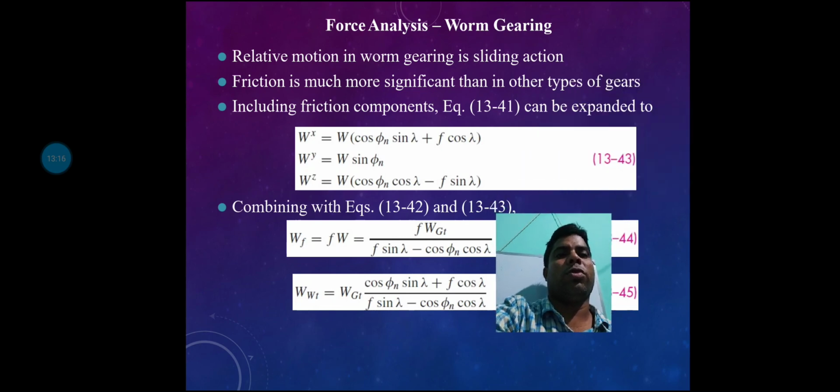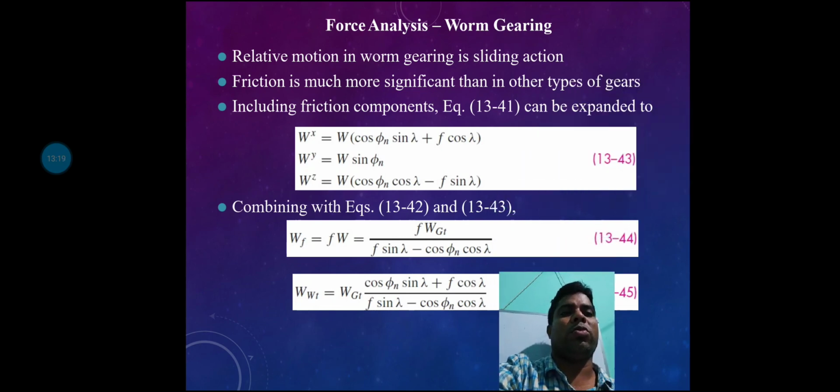Now review the force analysis on the worm gearing. The relative motion in the worm gear is sliding action. Friction is much more significant than in the other systems of gear, and including friction components, the equations can be expanded: Wx is equal to W cos phi n sin lambda plus f cos lambda, and Wy is equal to W sin phi n, and Wz is equal to W cos phi n cos lambda minus f sin lambda.